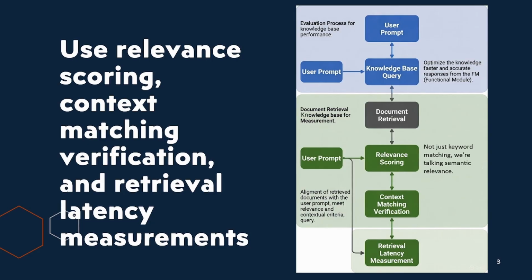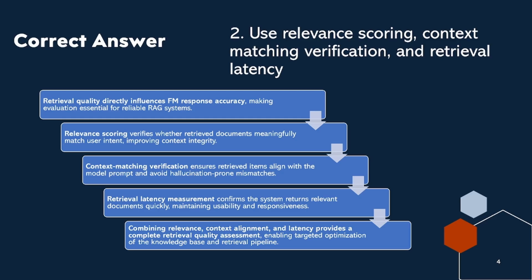All right, quick recap because I don't want you to forget this. Best way to measure retrieval quality: relevance scoring plus context matching verification plus retrieval latency. Everything else is just noise dressed up as monitoring. So the correct answer is option 2. Use relevance scoring, context matching verification, and retrieval latency measurements.